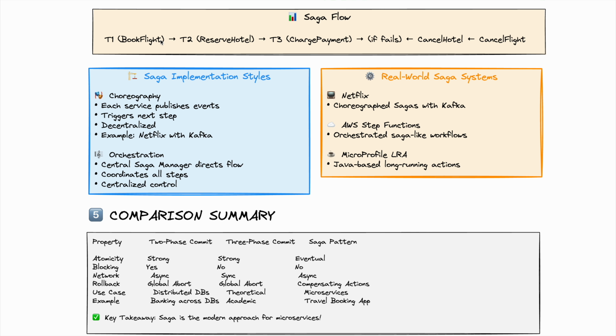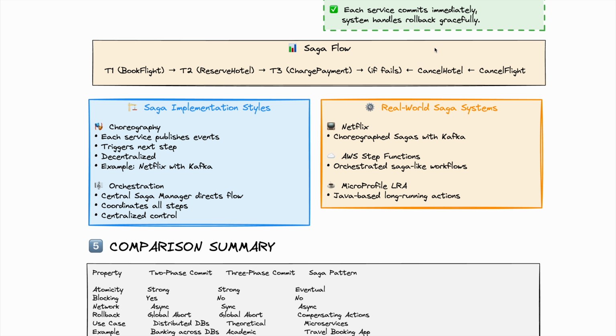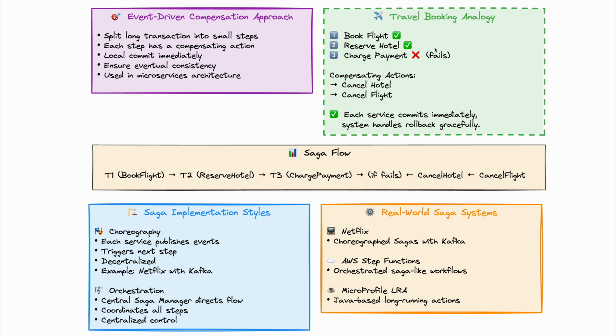Let's go to that example again. The compensating action for the reserve hotel is that we need to cancel the flight, right? For the flight, there is no compensating action, because in this case we don't have any. So this is our first transaction, but for the hotel we are canceling all the transactions that come before it.